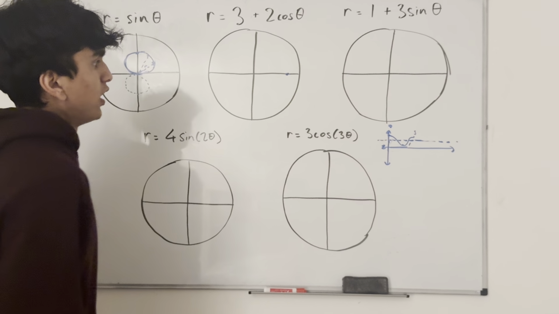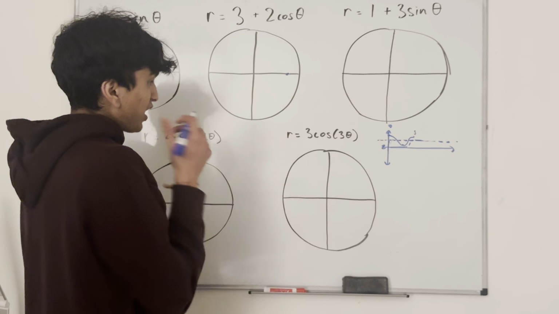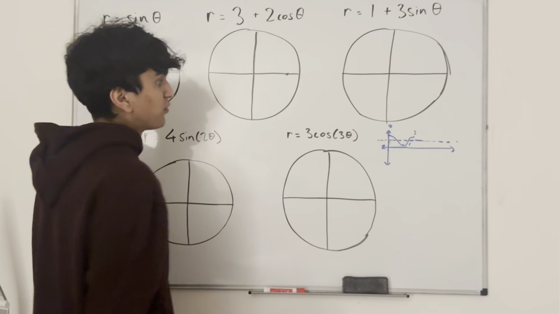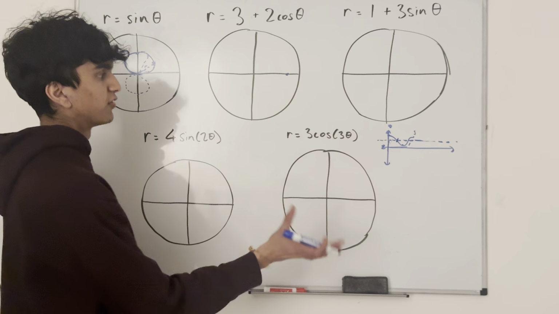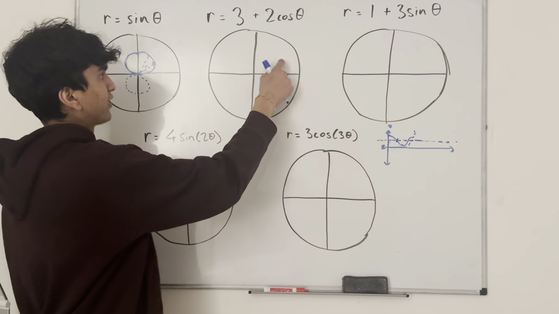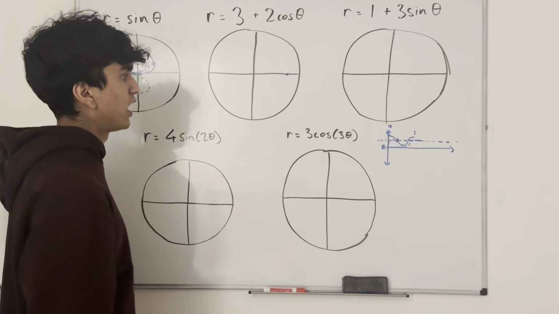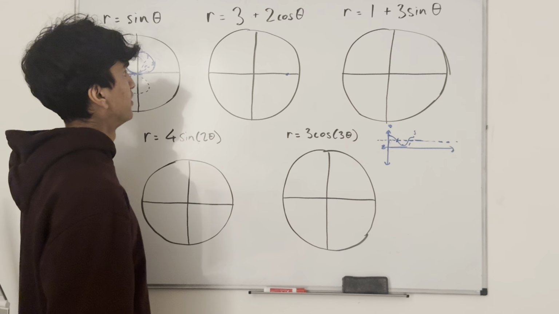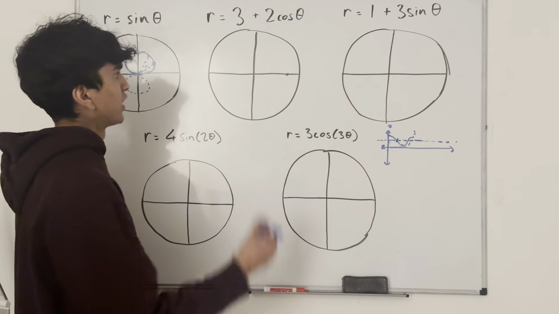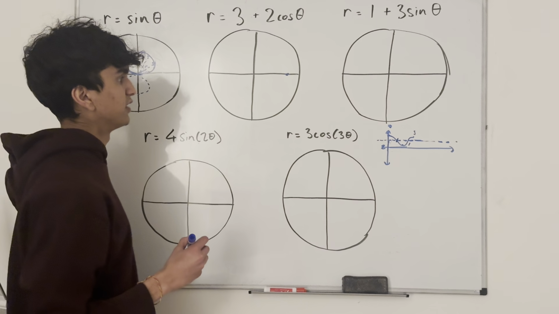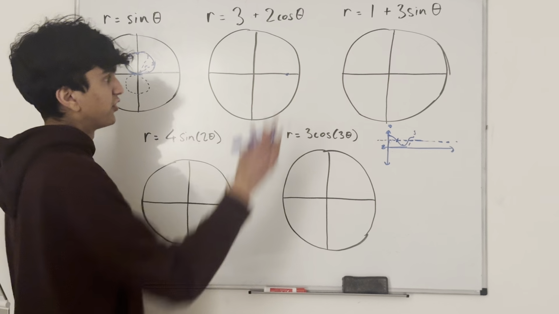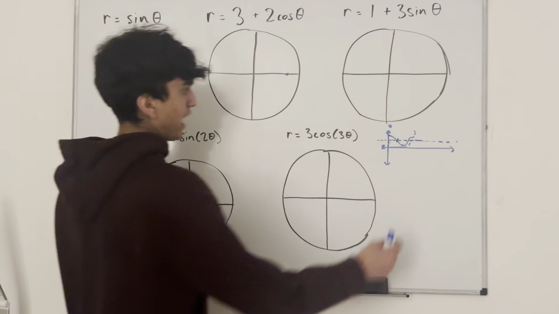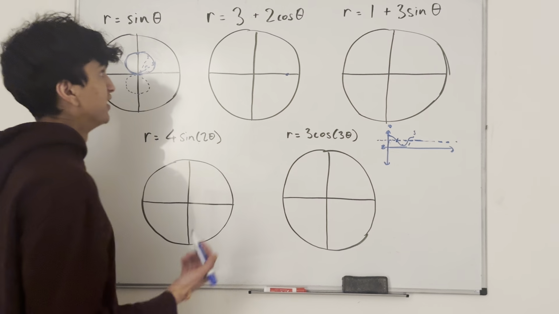Now when I get to pi over 2, without any vertical shift, it would lead you back to the pole. But because I have this vertical shift, it's now going to be at 3, because 3 is our midline.